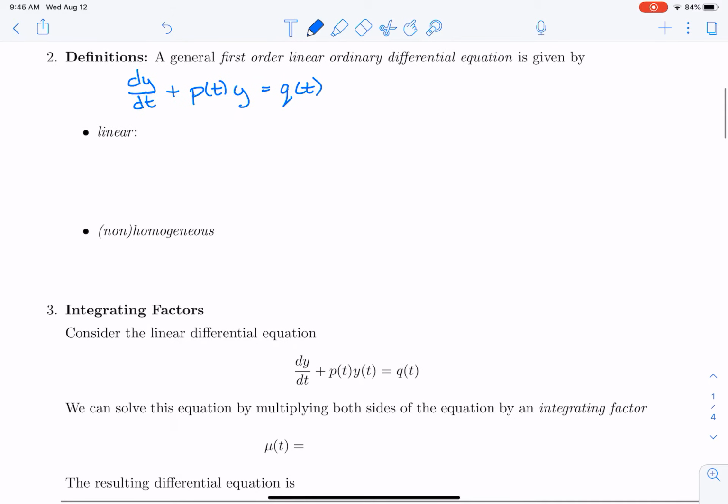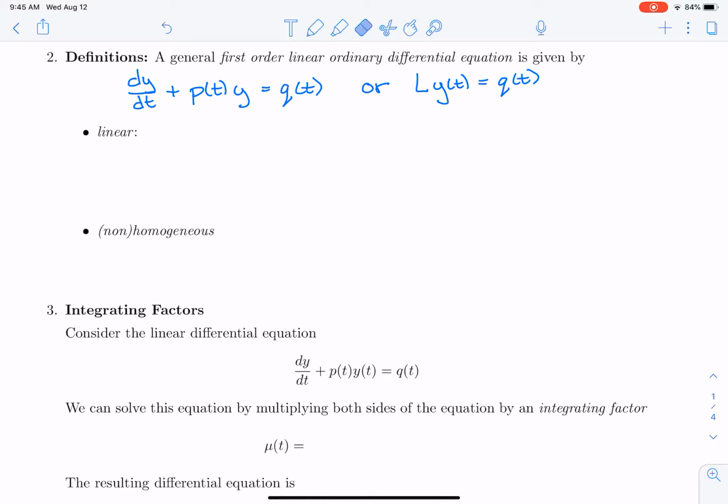Okay, so what makes it linear? Well, I'm going to rewrite this equation a little bit differently. I'm going to rewrite it as Ly is equal to q of t. And L is everything that's being done to y. So what is being done to y? We're taking the derivative of y, and we're also multiplying y by p of t. Those are the things that we're doing to y.